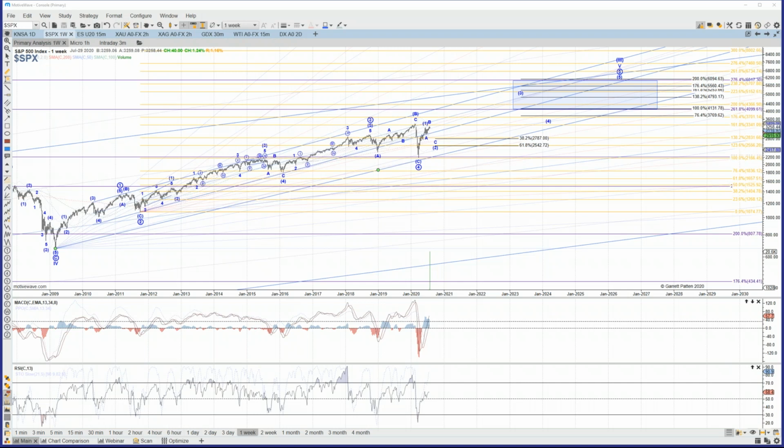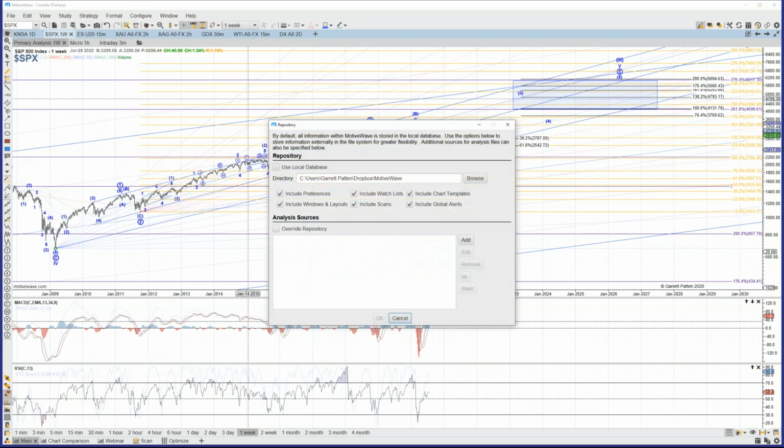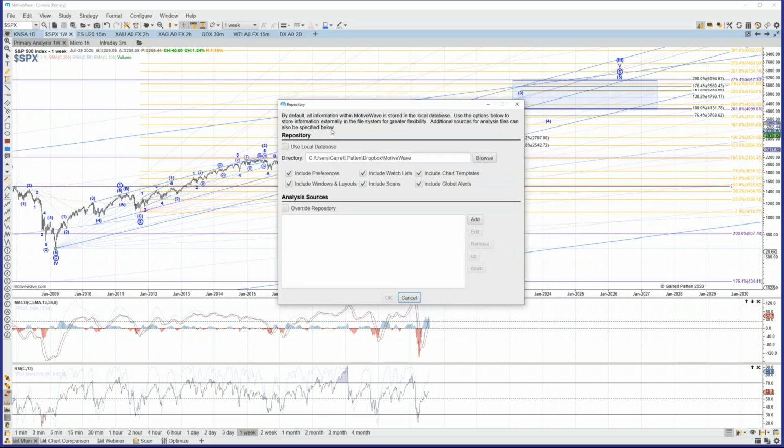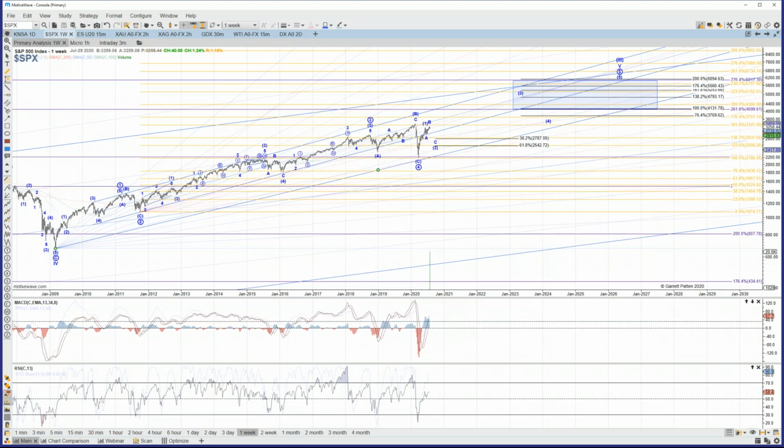Another question about Motive Wave here. Manny, did you set up your repository? That's really the only thing I can think of that might be the issue. I don't know if you can see this window that just popped up, but you have to use an external repository rather than the local database, and then it might show up those XML files in that folder for you to replace.